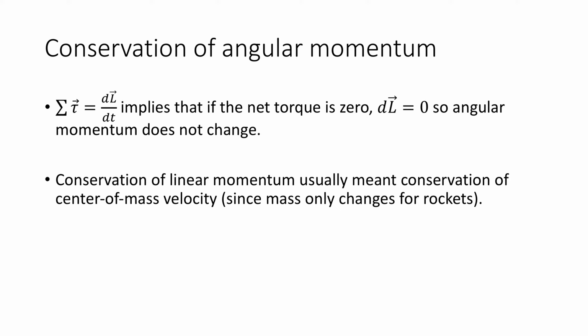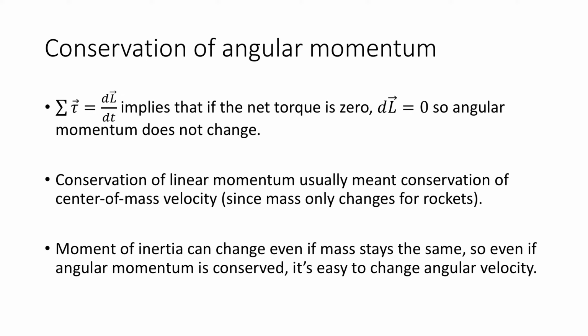It's useful to compare this to conservation of linear momentum. In the linear momentum case, conservation of momentum usually meant conservation of center of mass velocity. Since linear momentum is mass times velocity, conservation of linear momentum means the product of mass times velocity can't change, and almost always the mass of a system does not change, with the notable exception of being a rocket. So, as long as we're not dealing with rockets, if the mass of a system is constant, that means the center of mass velocity of the system is also constant.